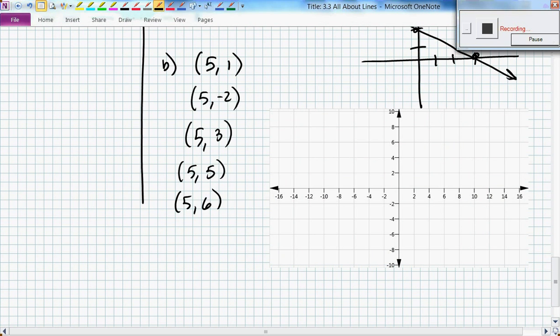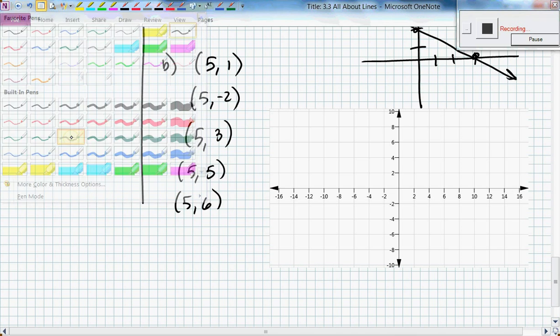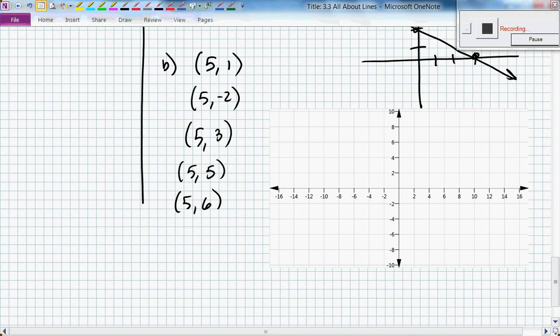What do you guys notice about this particular line? It's a vertical line. Okay, good. I like that. And someone said that the slope is equal to undefined. Good. But my question is, what's the equation of this line? Here's what I've heard. I've heard y equals x. I've heard x equals 5. I've heard y equals 5, and I've heard a lot of other shenanigans.